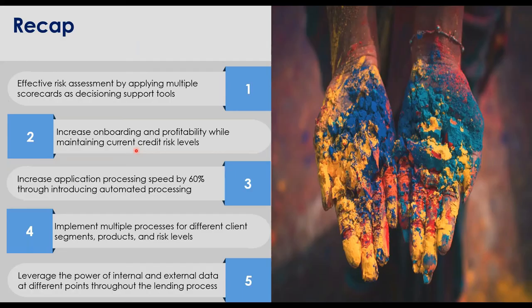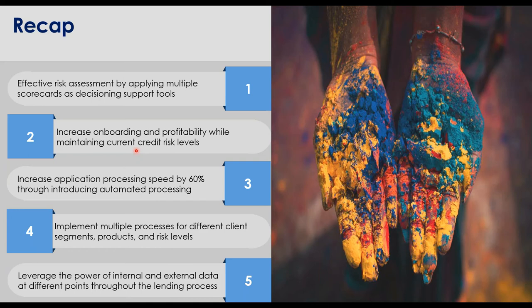So if I recap, the first is effective risk assessment by applying multiple scorecards. There is no replacement of this. You have to have multiple scorecards for decisioning support. This is the bare minimum you can go into.